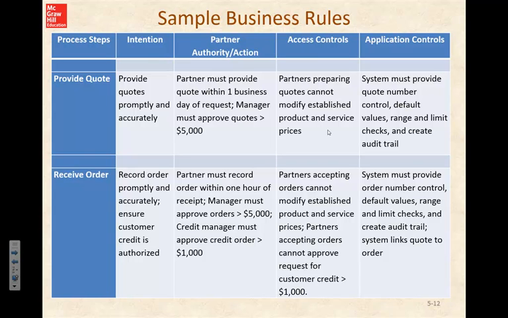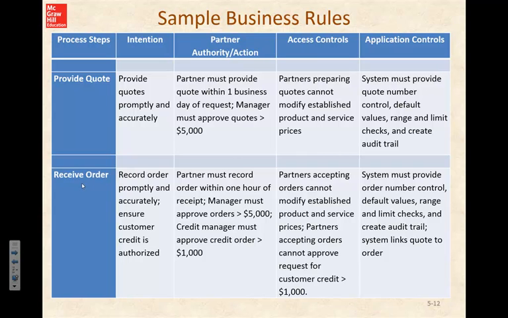For an application control, that's what ensures data integrity and leaves an audit trail. So the system must provide a quote number control and default values, range and limit checks, and also we're creating this audit trail. So these are the type of controls we're going to put in there to ensure our data integrity. And you'll find this quite often just by putting in a range or a limit. Sometimes default values can really reduce the amount of input errors. A lot of times these ranges will say, hey, it looks like you maybe put in an extra 0 or something like that.